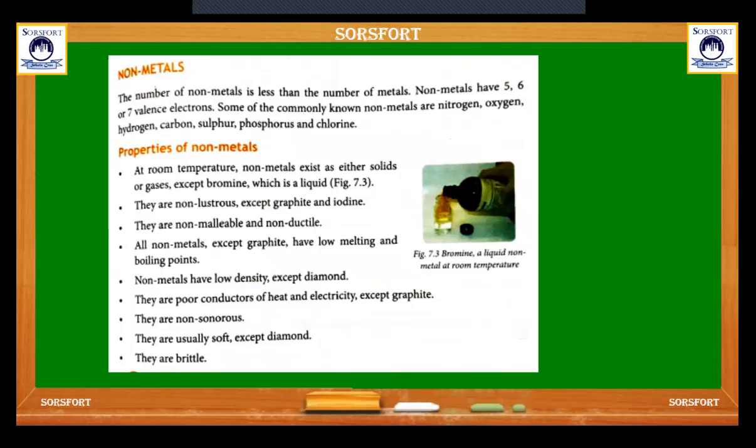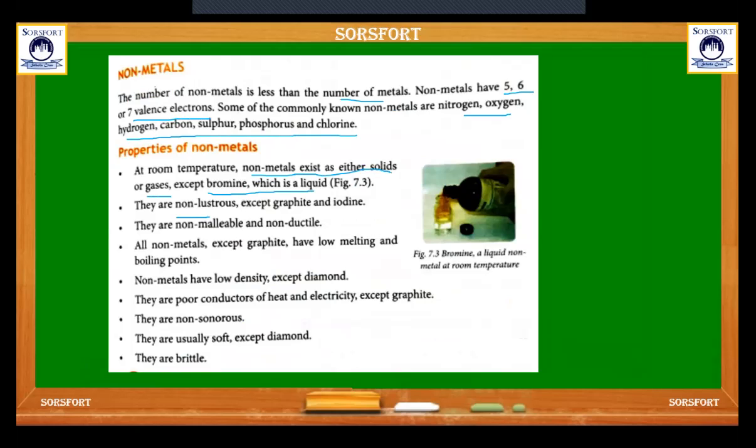Then come to non-metals. The number of non-metals is less than the number of metals. Non-metals have 5, 6 or 7 valence electrons. Some common non-metals are nitrogen, oxygen, hydrogen, carbon, sulfur, phosphorus and chlorine. So, the properties of non-metals. At room temperature, non-metals exist either as solids or gases, except bromine, which is liquid.